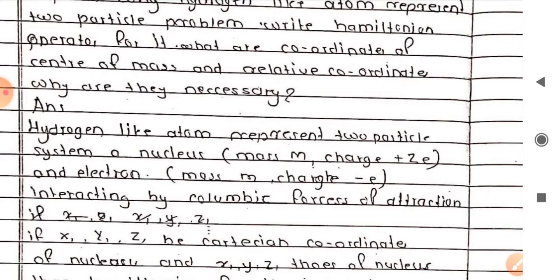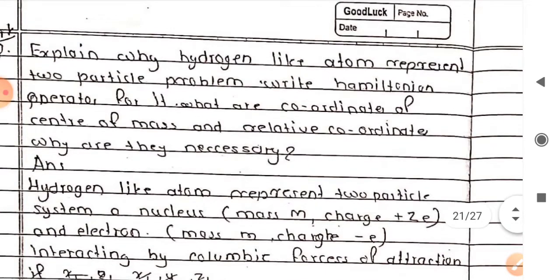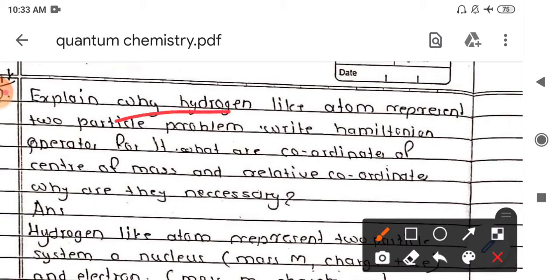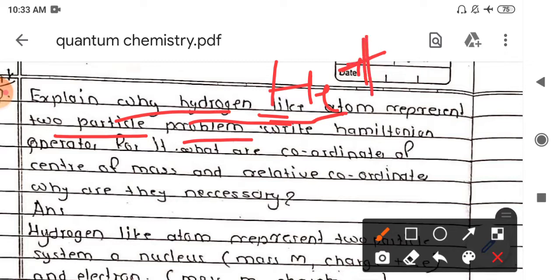In a theory-based exam, the question might be asked in such a manner: explain why the hydrogen atom or the hydrogen-like atom represents a two-particle problem. Hydrogen atom, as we know, has one nucleus and one electron, and a hydrogen-like atom is like helium plus. Helium plus is what, two protons at the nucleus, then one electron at the external orbital or the valence shell.